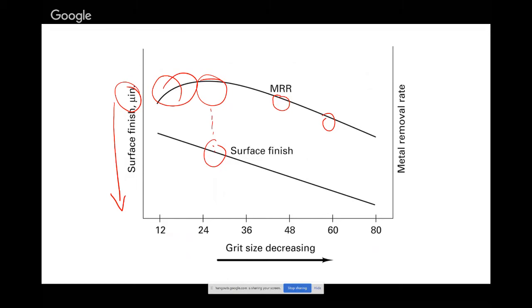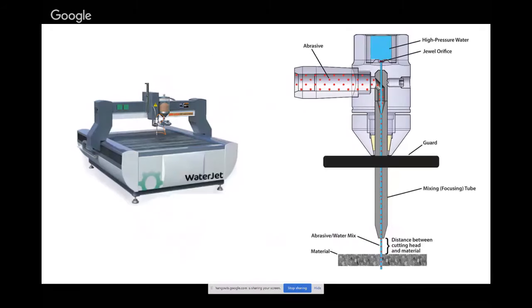Now, this is just a cool example. Water jet, I think many of you may be familiar with that. This is an example of a free abrasive. These abrasive particles are usually included in a canister off to the side, and they're sucked out into the water stream, and then they come out and you're able to cut very precisely.